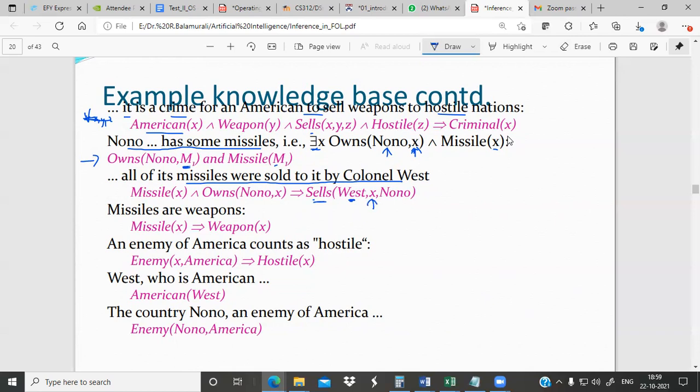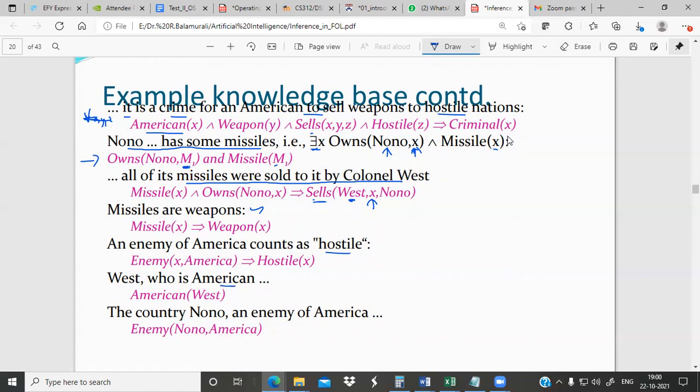In the next statement, missiles are weapons. So Missile(x) implies Weapon(x). An enemy of America counts as hostile. A country which is an enemy of America is called hostile. So Enemy(x, America): if x is the enemy of America, which means that x is hostile.